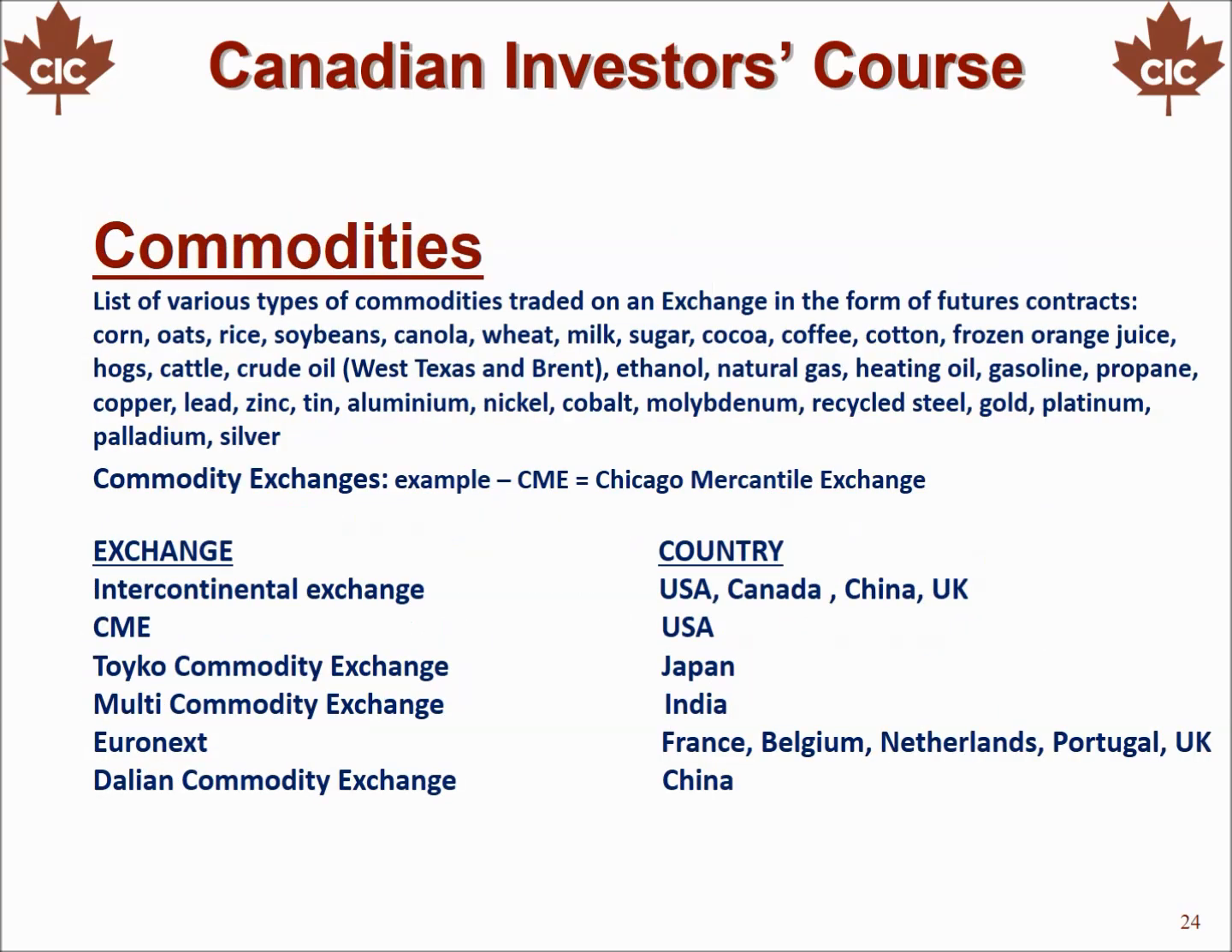Commodities. List of various commodities listed on exchange in the form of future contracts. So there's corn, oats, rice, soybeans, canola, wheat, milk, sugar, cocoa, coffee, cotton, frozen orange juice, hogs, cattle, crude oil, ethanol, natural gas, heating oil, gasoline, and so on and so on. The commodity exchanges, for example, the CME's Chicago Mercantile Exchange, handle these commodities.